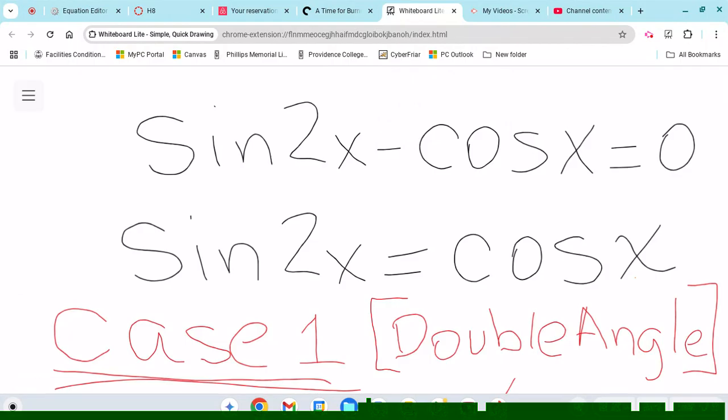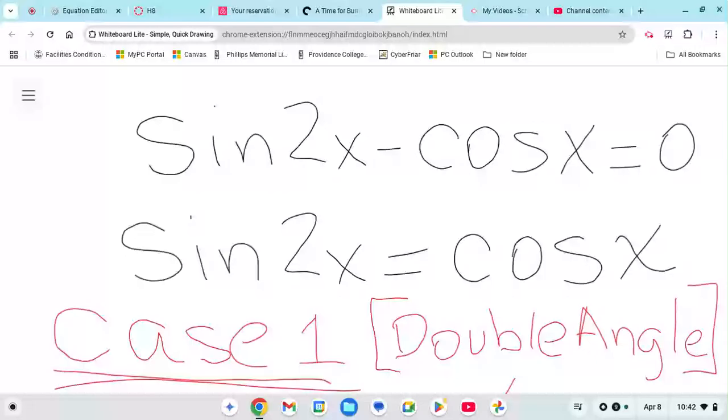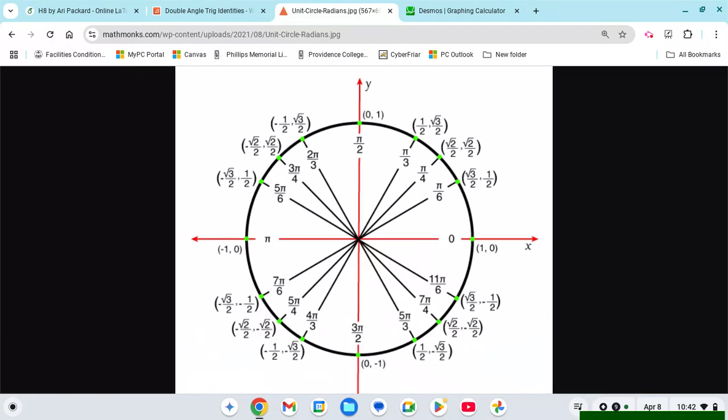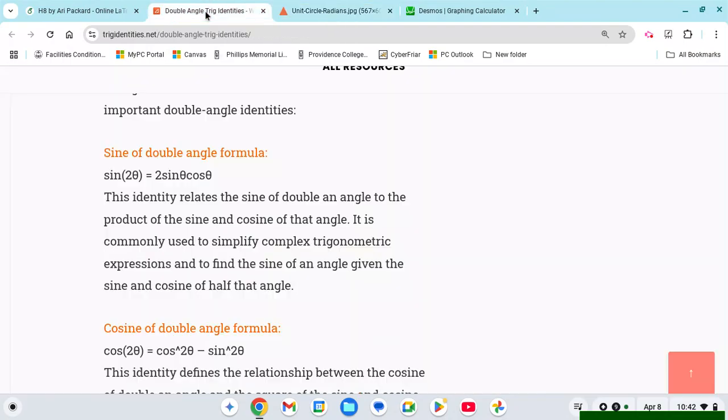First of all, I recopied sine of 2x minus cosine x equals 0. And then, of course, I added cosine x to both sides. This entire time, I am intrigued by the idea of the sine of 2x because that reminds me of the double angle identities. And please don't be afraid of double angle identities or any trig identities. They're fun. So let's look at trig identities right here.